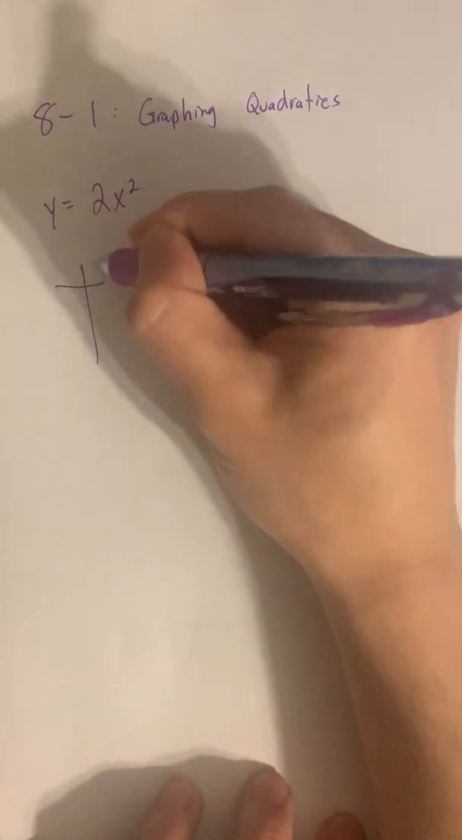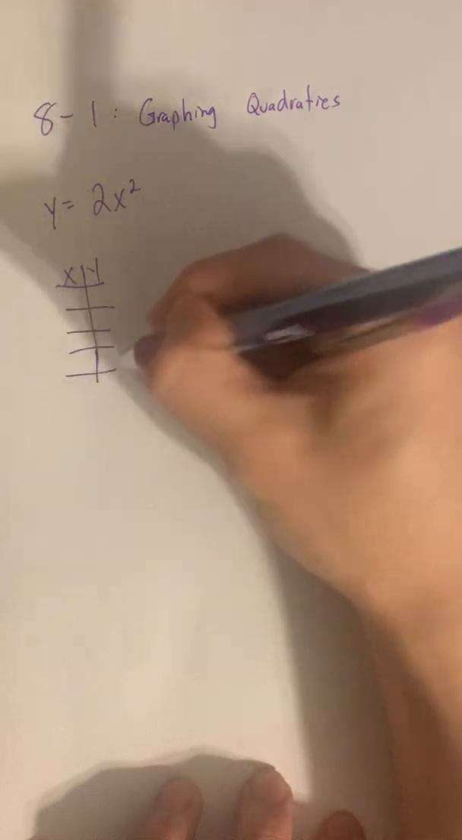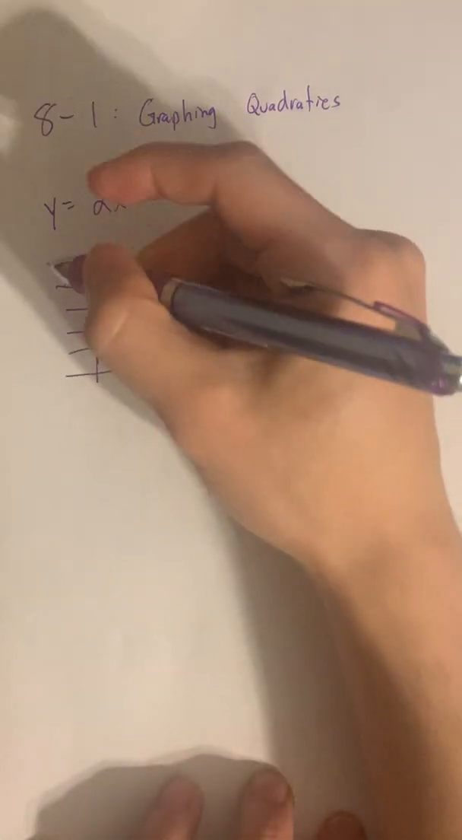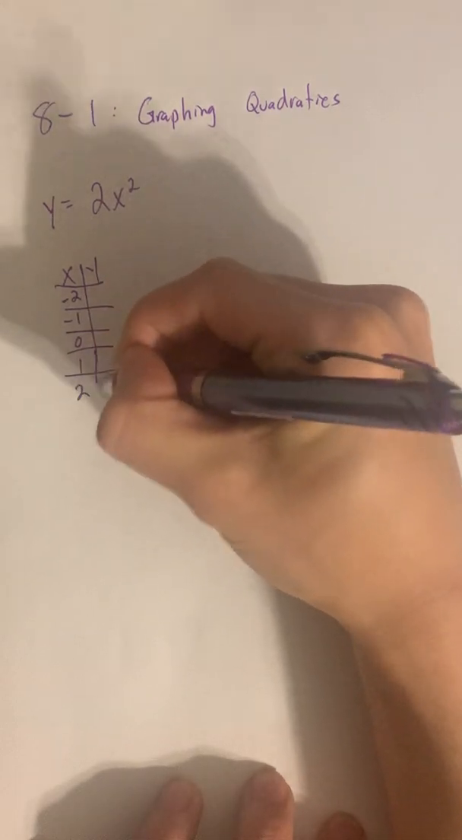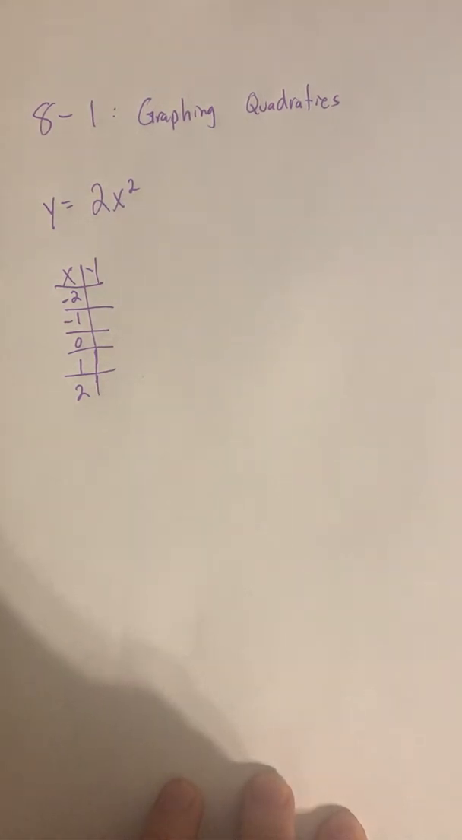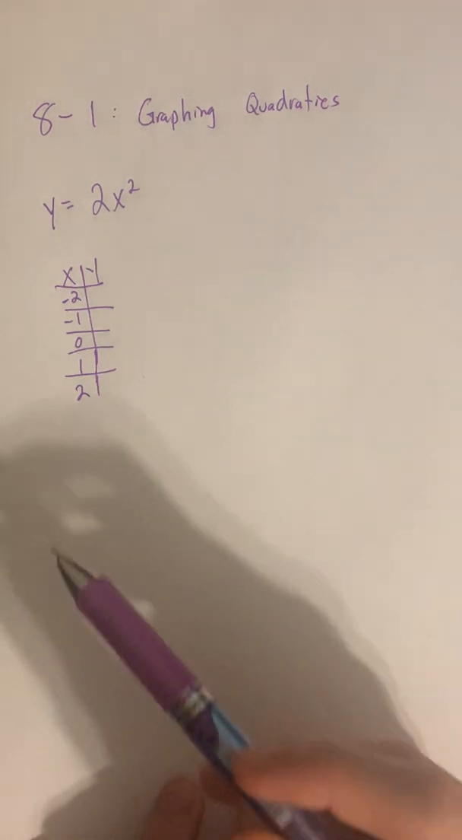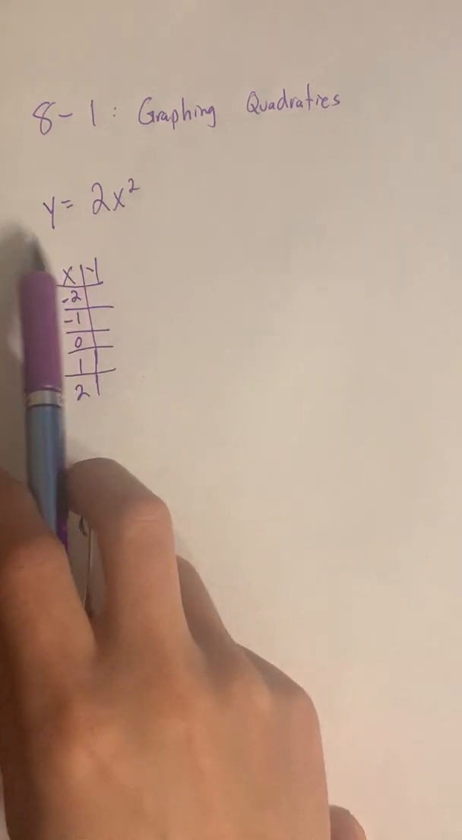So let's go ahead and make an x and y table. And we're gonna plot about 5 points. So we're gonna use -2, -1, 0, 1, and 2 for our x values. The reason why we want to do this is because we want a few numbers that are around 0 so we can see the behavior of the graph. So what we have to do is plug these numbers into the x and then find out what the y is.